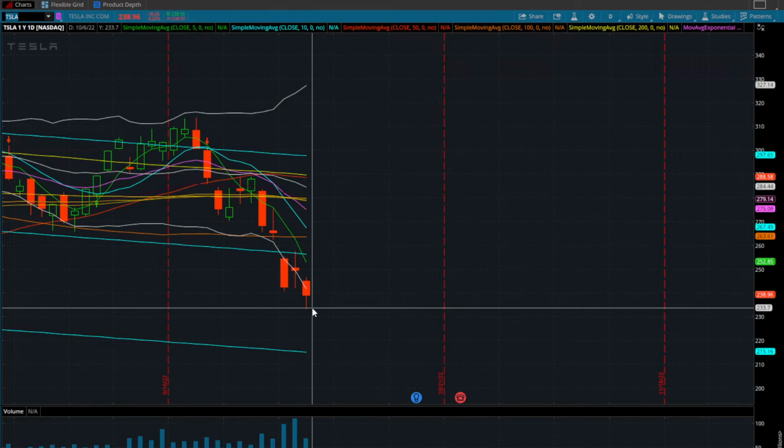Now, we could be going into a little bit of a distribution cycle where things start to slow down, ranges start to contract. We give enough time for price action to catch up to supply and demand.